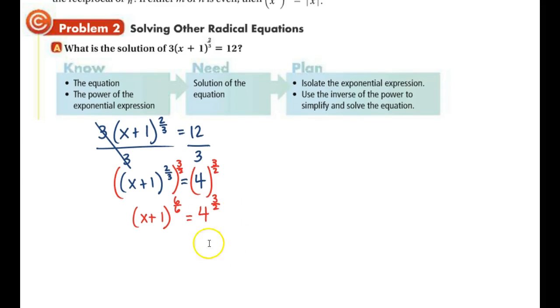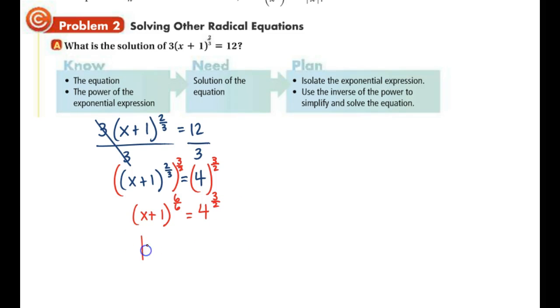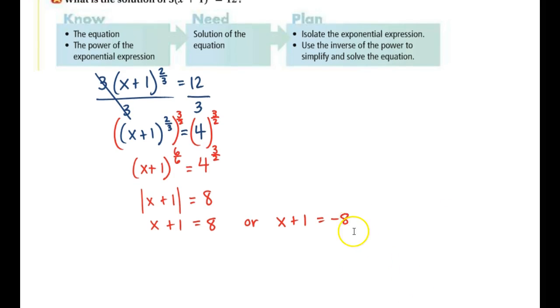From there, I need to put the expression x plus 1 in absolute value symbols and set that equal to whatever 4 to the 3/2 power is, that's equal to 8. The reason why we have to use absolute value symbols is because we're working with an even root, and hopefully you remember from previous sections of this chapter, when working with an even root, we want to make sure that the expression we're getting out of that root is a positive number. From there, we just need to set that equal to positive 8 and negative 8, because remember, absolute value means distance from 0 on the number line. So the two numbers that are 8 units away from 0 are positive 8 and negative 8.